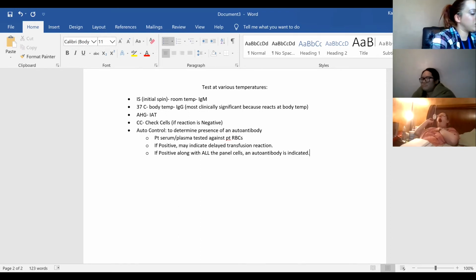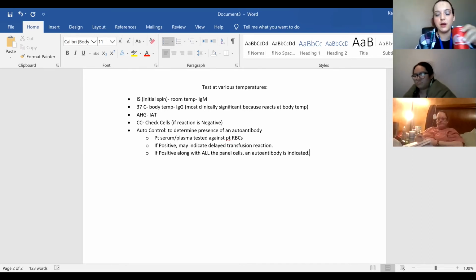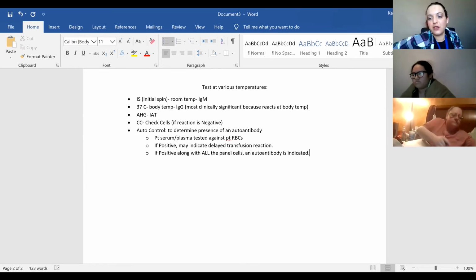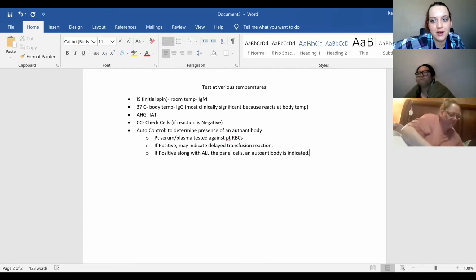Okay. Have y'all talked about naturally occurring versus immune alloantibodies, or naturally occurring alloantibodies? Terms ringing a bell?